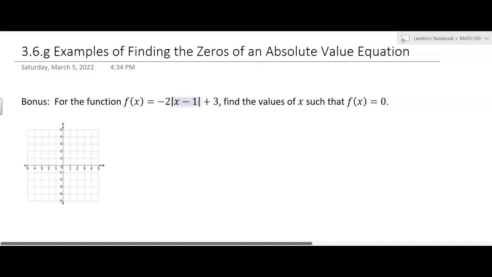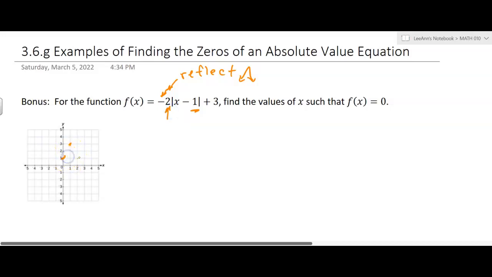Okay, so I thought it'd be helpful to have a couple more examples of finding the zeros of an absolute value equation. So we're going to look at the graph first. We're expecting it to shift 1 to the right and 3 up. And then we're expecting it to reflect because of that minus sign, so it's going to be upside down, maybe upside down like that. And it also has a stretch of 2.